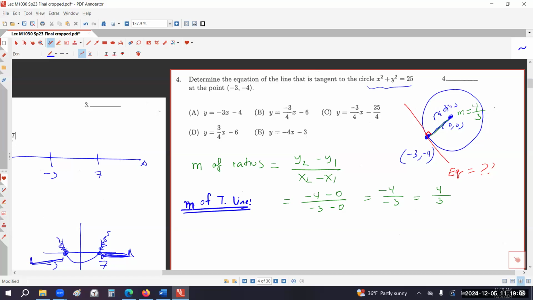What is the slope of the tangent line? If the radius has slope 4/3, the slope of the tangent line will be -3/4. They are completely opposite and reciprocal of one another. So the tangent line goes through (-3, -4) with the slope -3/4.